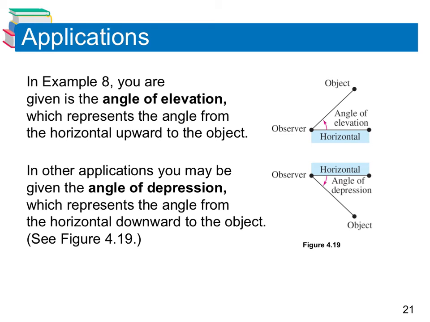In example 8, you are given the angle of elevation, which represents the angle from the horizontal upward to the object. So elevation goes up, angle of depression goes down. If you're the person standing here, angle of elevation would be the angle if you're looking up. If you're looking down, that would be our angle of depression. The next couple problems are going to be word problems, so just keep in mind angle of elevation goes up, angle of depression would be looking down.